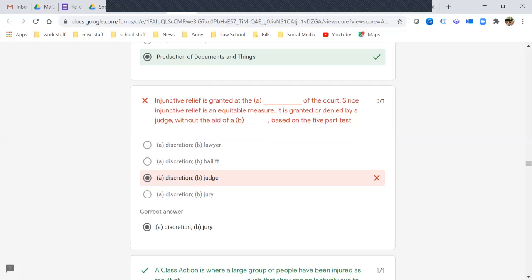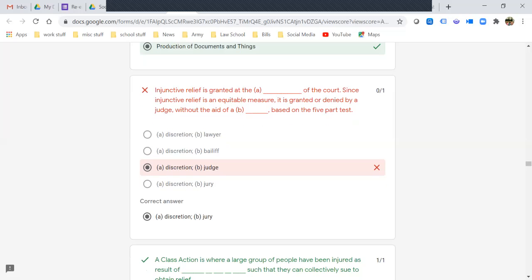Okay, injunctive relief is granted at the discretion of the court. Since injunctive relief is an equitable measure, it is granted or denied by a judge without the aid of a jury, based on the 5-part test. So injunctive relief, again, it's at the discretion of the court, and it is done without the aid of a jury. It's by the judge only.